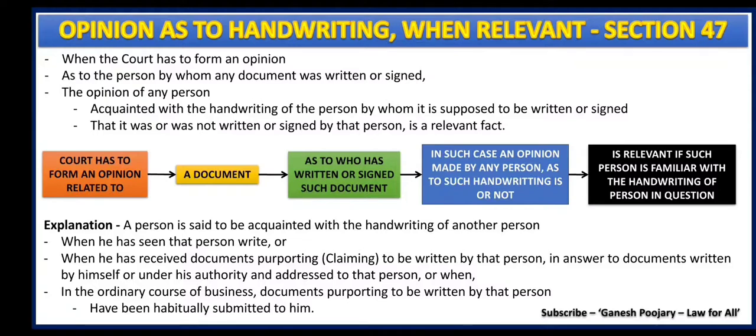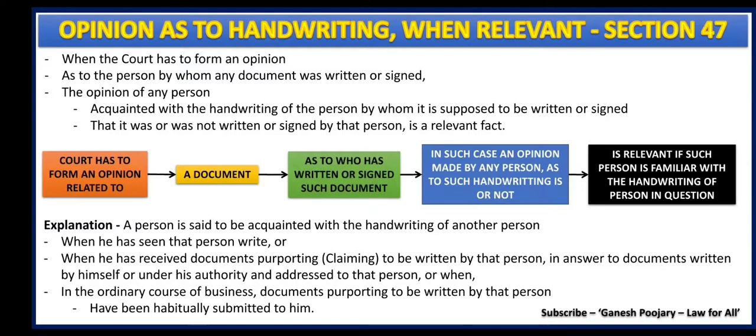The first one being when he has seen that person write. Now in the above case, if the person who is confirming, if he has seen X writing or signing such document, that becomes getting familiarity. Or when he has received document purporting or claiming to be written by that person in answer to documents written by himself or under his authority and addressed to that person. Now, for example, such any person has wrote something to Mr. X, and in reply he has got letter from Mr. X, and there he has already seen X's handwriting and became familiar. That is the second scenario.